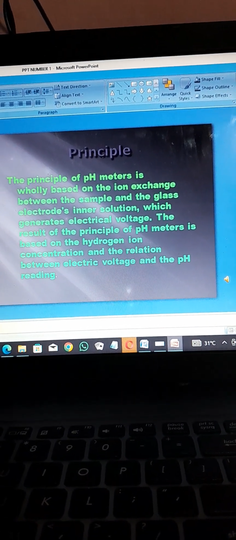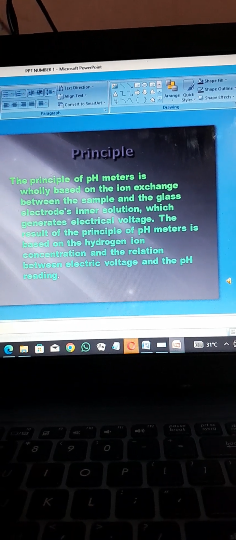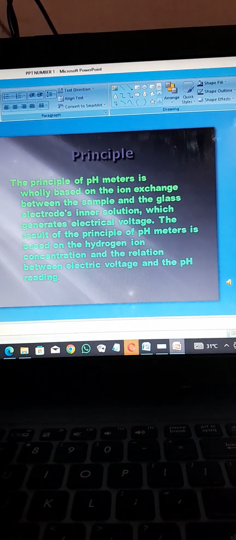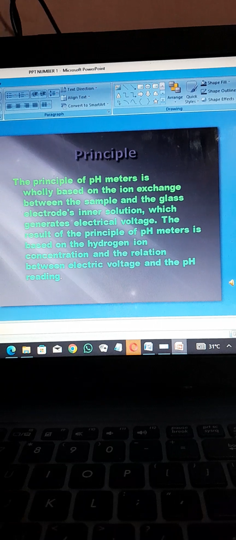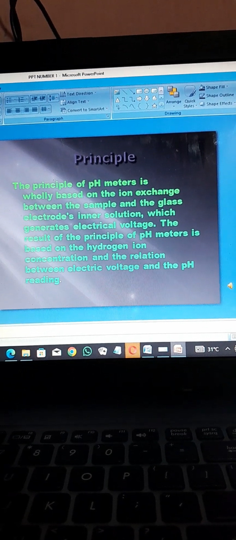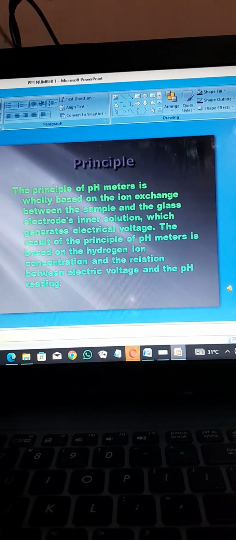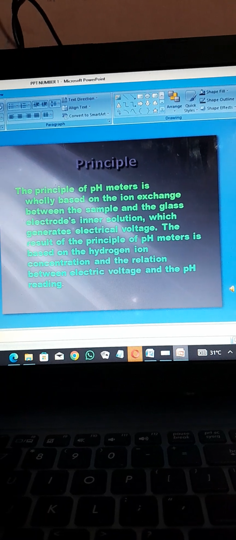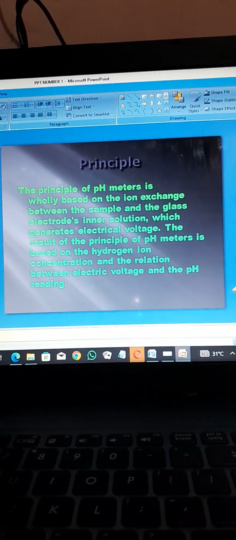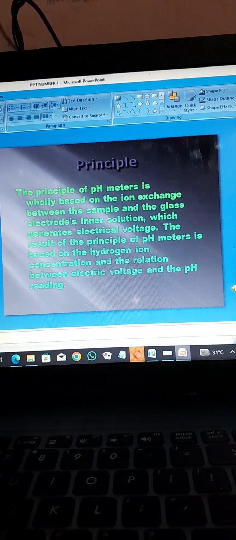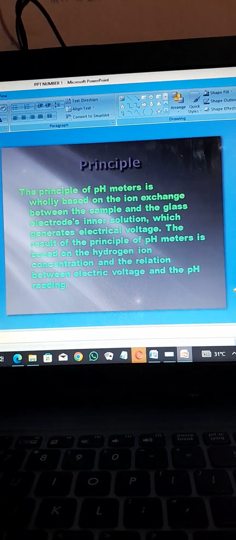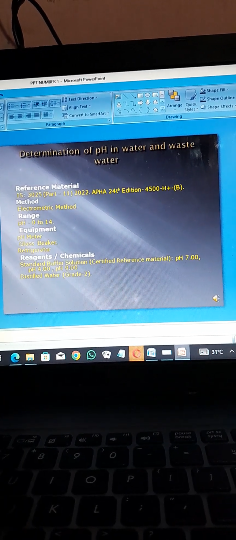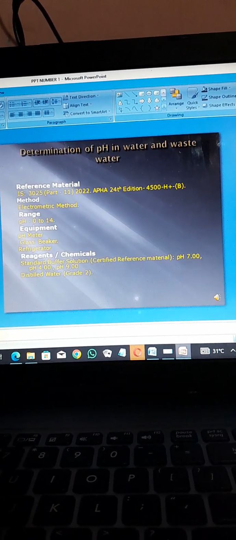Then come to what is the principle. The principle of pH meter is wholly based on the ion exchange between the sample and the glass electrodes in a solution, which generates electrical voltage. The result of the principle of pH meter is based on the hydrogen ion concentration and the relationship between electric voltage and the pH reading.